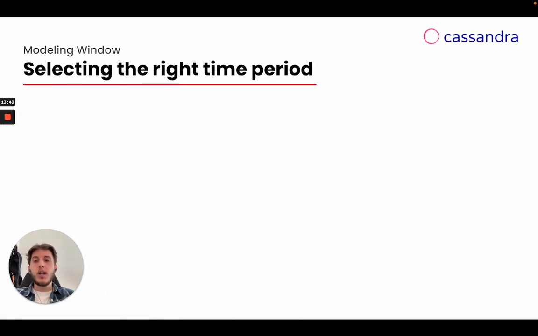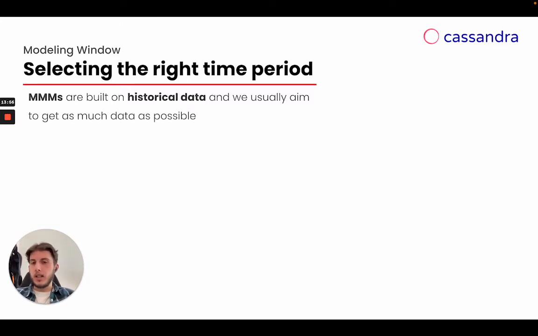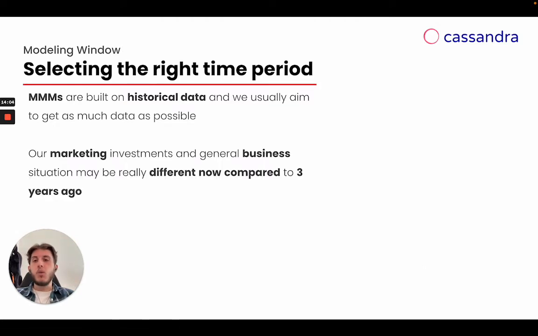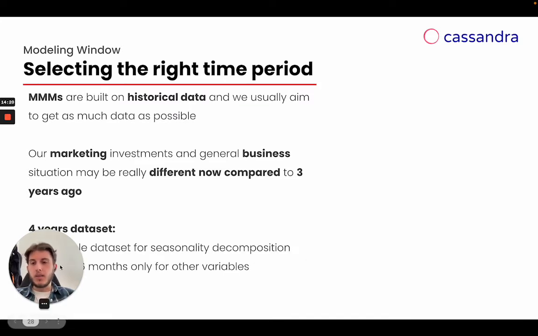And once you are done with the decomposition, you may want to start understanding what your modeling window could be. The idea behind this is selecting the right time period for your models, because MMMs are built on historical data, and we usually aim to get as much data as possible, like 3 years of historical data, 4 years of historical data, and so on. However, our marketing investments and general business situation may be really different now compared to 3 years ago, where maybe we were not spending as much on Facebook, and Facebook behaved a lot differently and drove very different results.